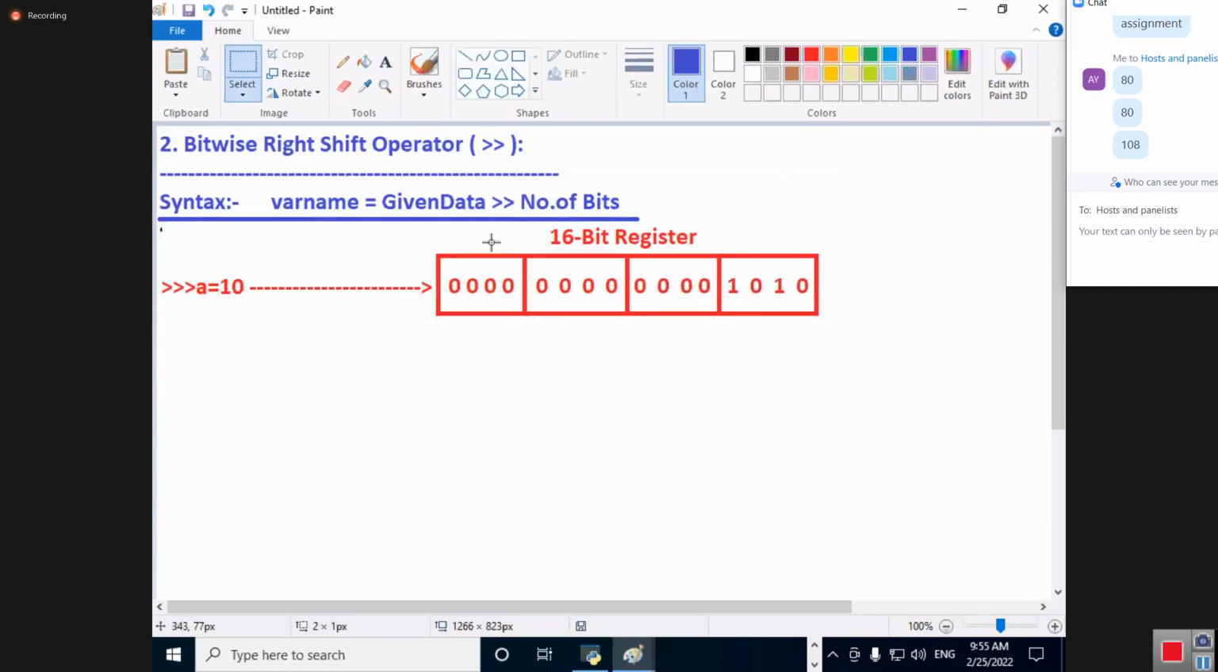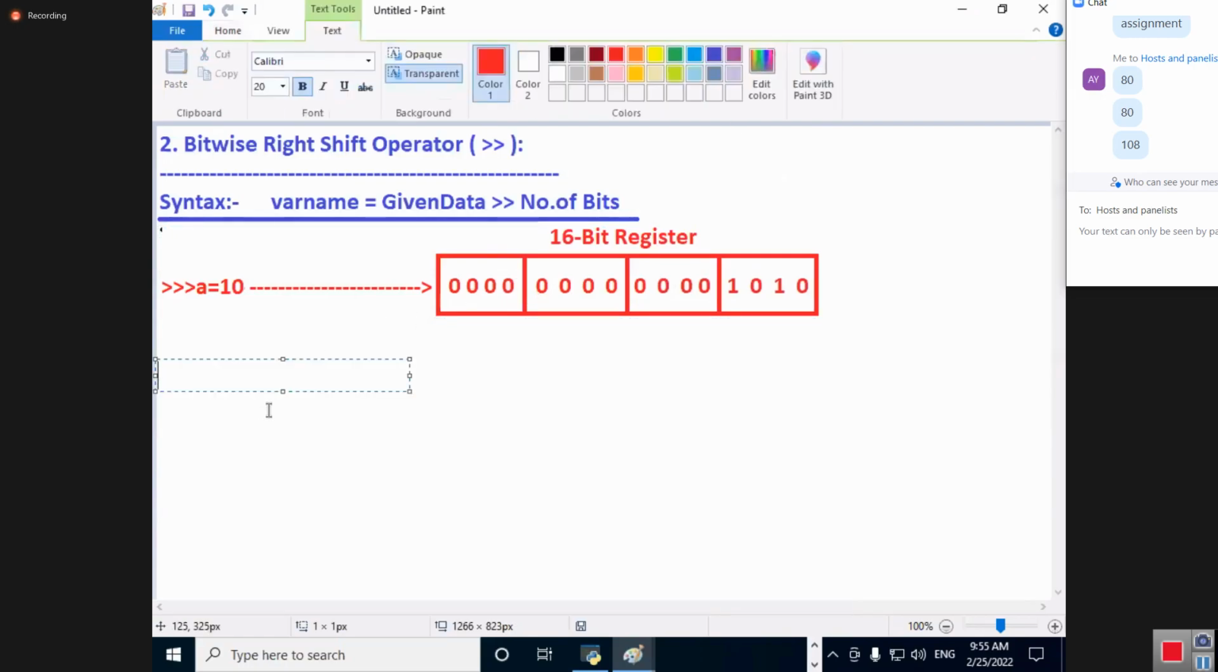Okay. Now I'm saying here my diagram is like this. B is equal to RES is equal to, what am I doing? A double greater than what? 3.